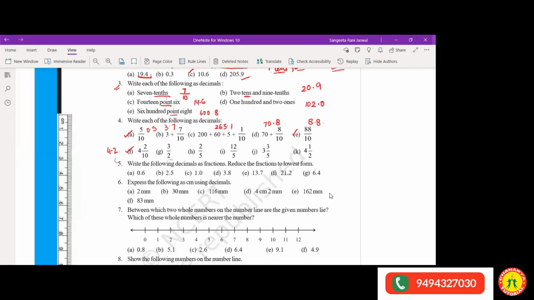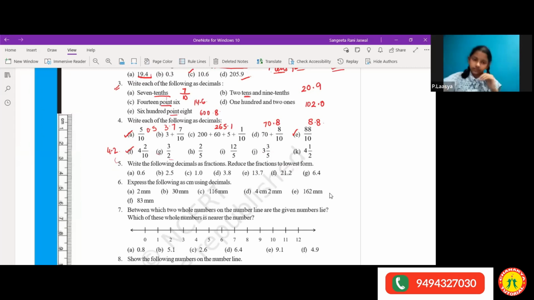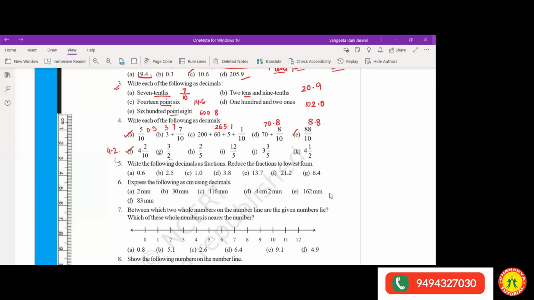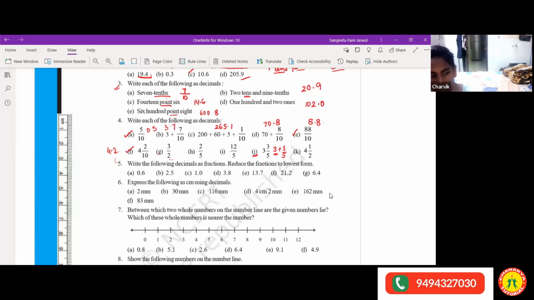Now, tell me this. Soumya, you tell me this. J part. 3 by 5. Just take it as 3 plus 3 by 5. So 3 by 5, you convert this to decimal and add 3 to it. Others also, please do it in your notebook. Ma'am, what should we do? Convert it to decimal.